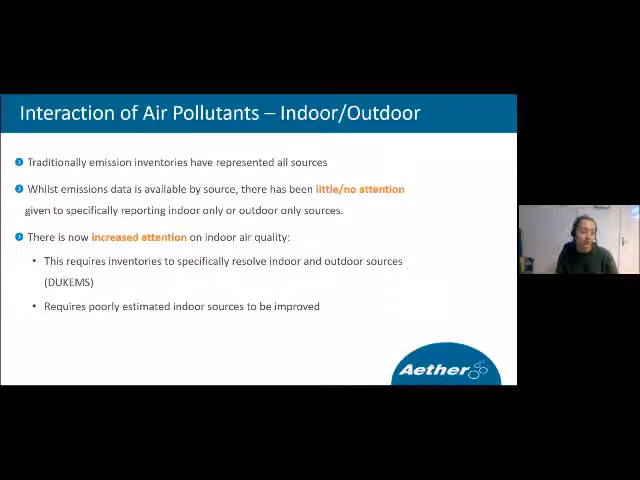But in order to do this, we'd have to improve the inventories to specifically resolve indoor and outdoor sources. And I've put here DUCOMS in brackets, which is a project funded by the Met Office, which is looking to build a tool to actually look at this interaction between indoor and outdoor air pollution. Hopefully that tool will be for public use in the next year or two.